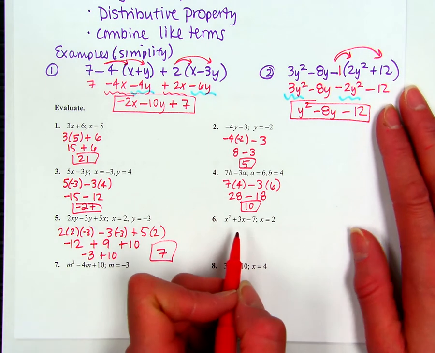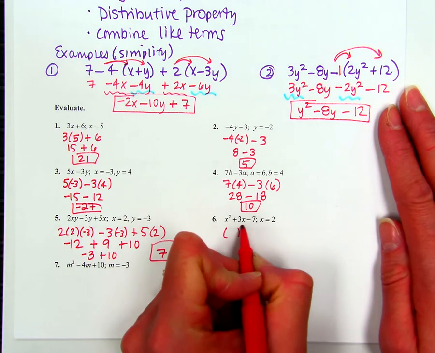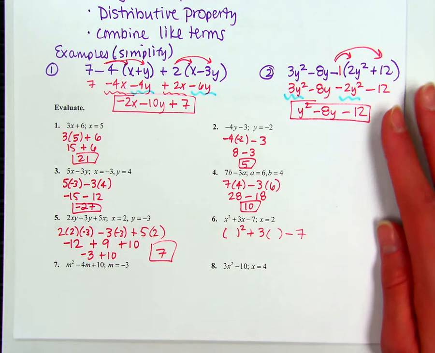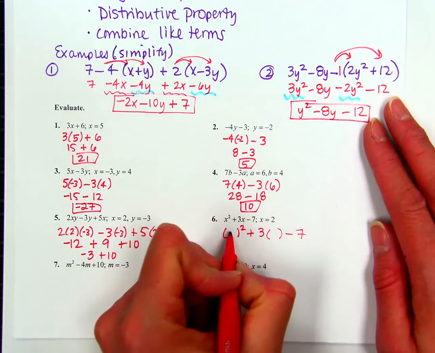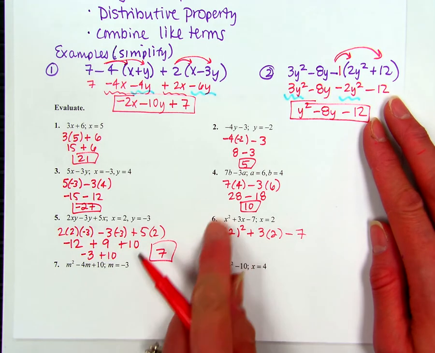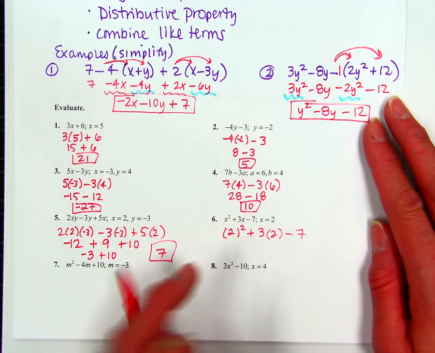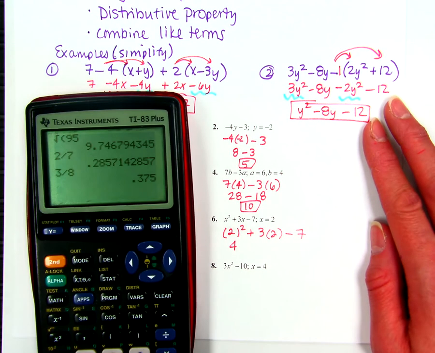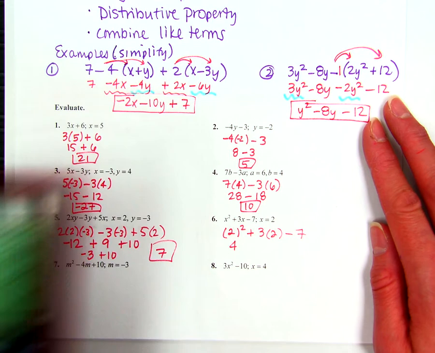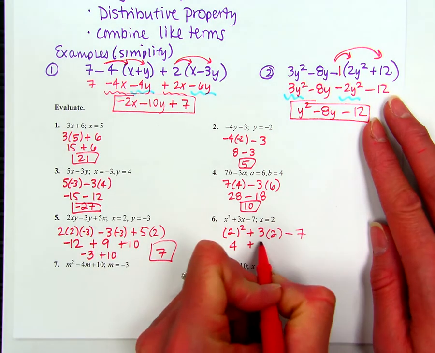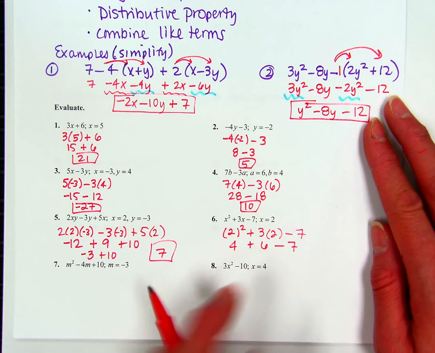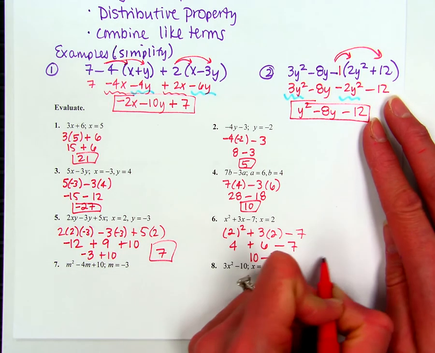All right, number 6, we need to be careful of the squaring here. So it's x squared plus 3x minus 7. So you're going to put in a 2 everywhere you see an x. So we're going to do exponents first. That's 4, because 2 squared, if you don't know where that is on your calculator, find your squared key. That's 4. Okay, plus 3 times 2, which is 6, minus 7. Make sure you go in order from left to right. So 4 plus 6 is 10. 10 minus 7 is 3.